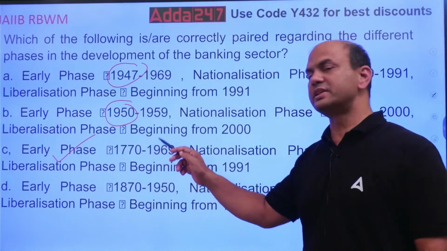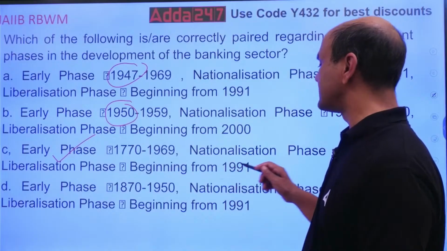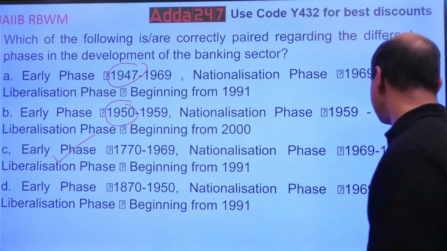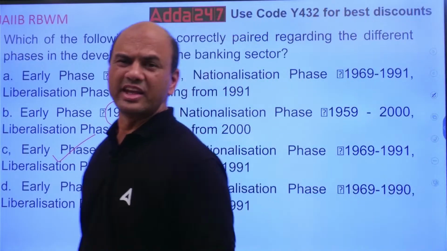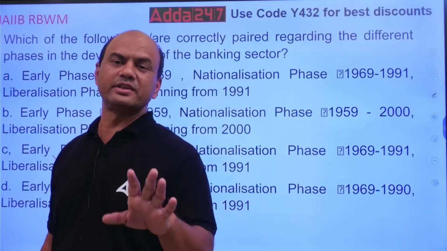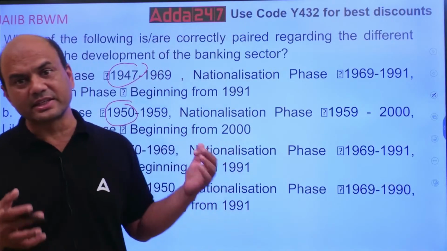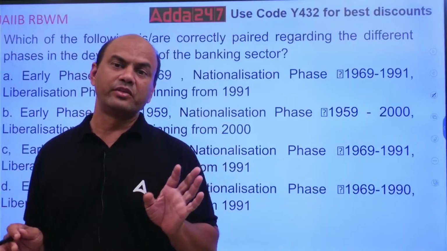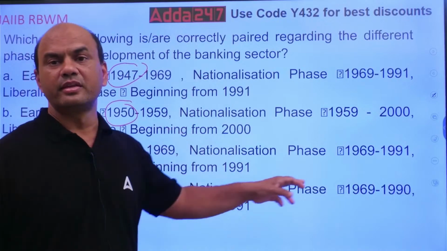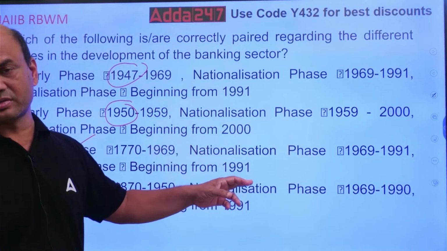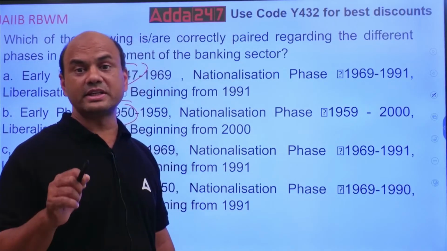Early phase 1770 to 1969, to nationalization. From nationalization of banks to 1991. And the third phase is from 1991. In fact, more than this is given in your book. More changes have happened in the last 10 years. In fact, if you ask my personal view, more than all these combined efforts, in the last 10 years more changes have happened in banking.